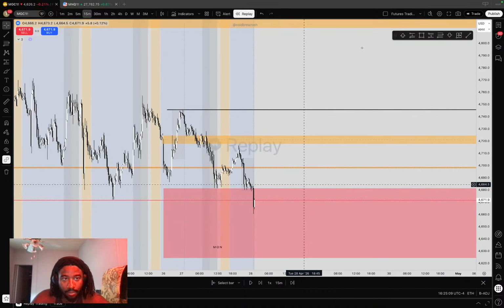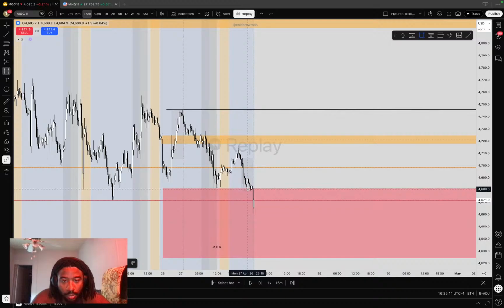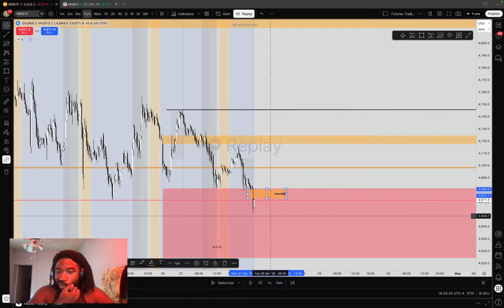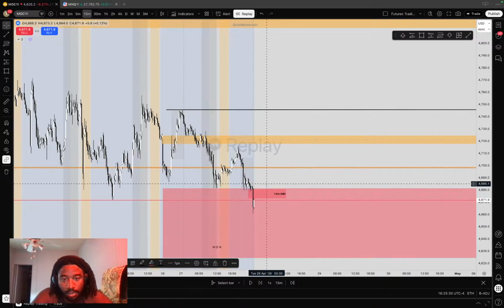So automatically in my brain, not even just in my brain, I believe I even put this in our group chat. I labeled this here. Boom. We got a 15-minute SIBI right there. I label all my SIBIs in red and I label my BISIs in green.